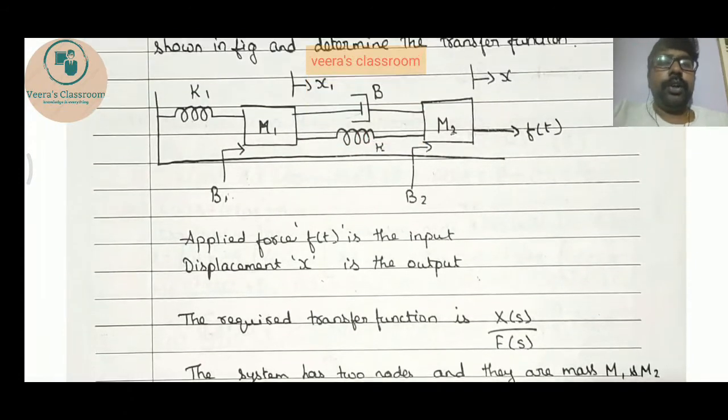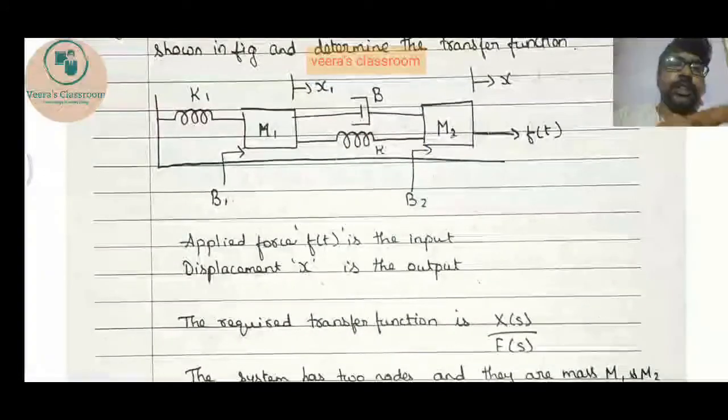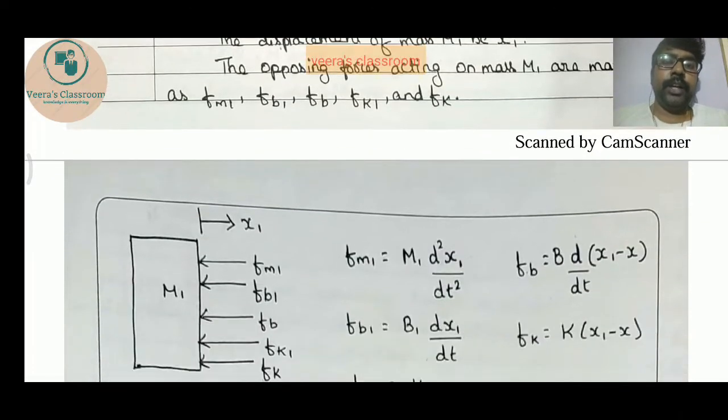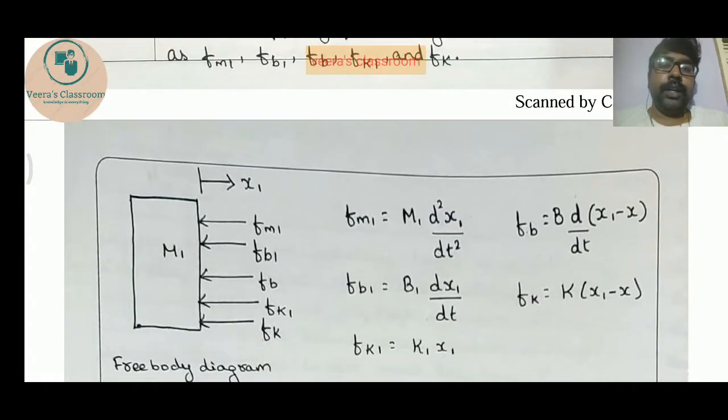So we are going to draw a free body diagram for the first element, that is m1. When you draw a free body diagram of m1, we have nearly 5 components connected to m1. There are 2 frictional components, 2 elastic components, and 1 mass. All of them are opposing forces acting on the object. So we will have an inward arrow mark: fm1, fb1, fb, fk1 and fk.